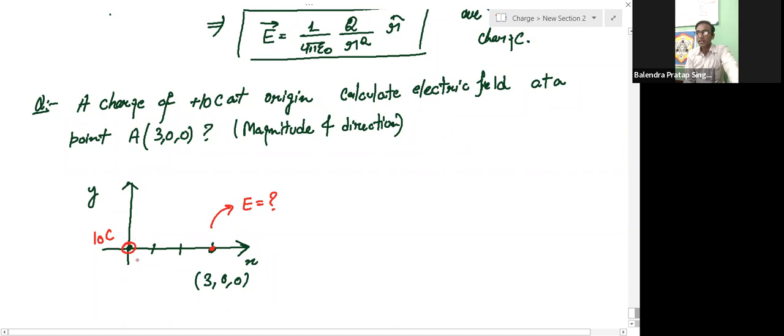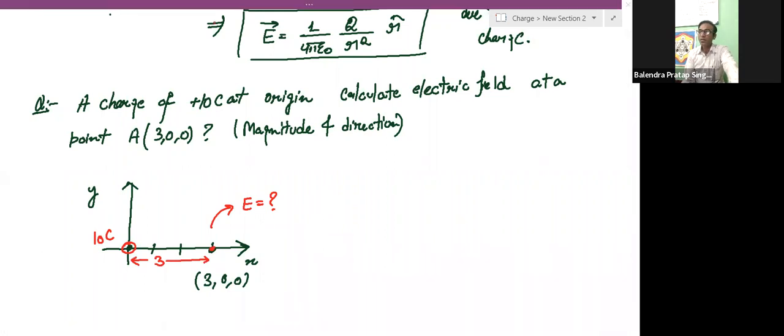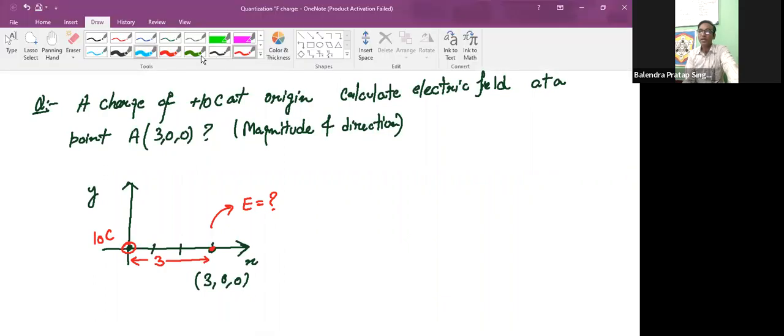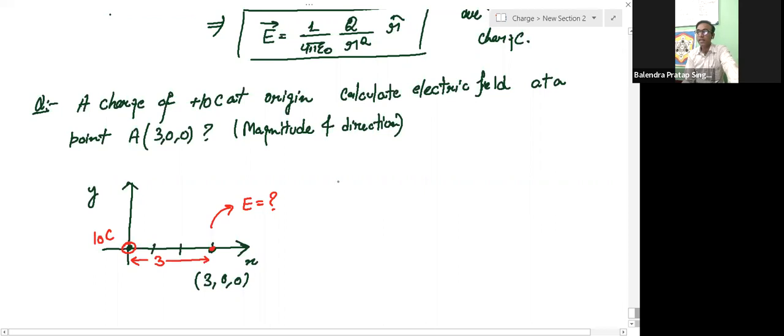Here, this distance is basically 3. It is given here. So now, what is the value of r? You can use the point charge formula. What is the expression of the point charge formula? It's E is equal to 1 over 4 pi epsilon naught, times the source charge, capital Q, divided by r square.